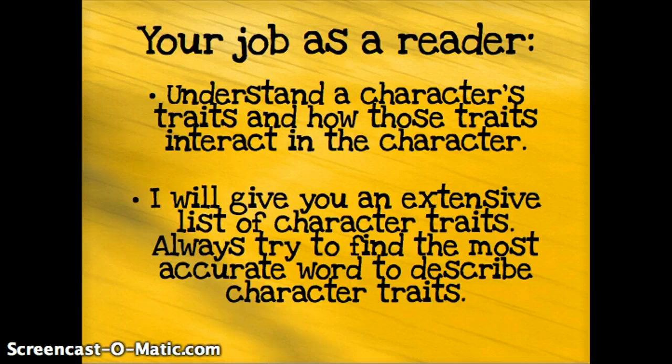I wanted to mention a few other little tasks that you as a reader might want to undertake when you read to help you understand a character better. First, understanding a character's traits and how those traits interact in a character is very important. I'll be giving you a list of character traits, and we'll be spending some time talking about identifying character traits within someone. And it's very important to always find the most accurate word to describe someone's character traits, and we'll do a lot of practice with that.